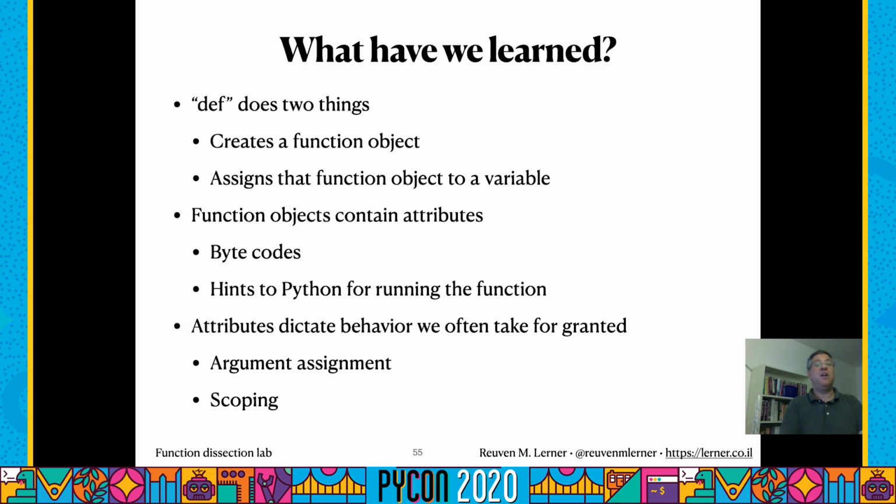Okay, what have we learned? First of all, we've seen that def does two things. It defines a function object, and it assigns the function object to a variable. Secondly, function objects contain attributes, and these attributes contain both the bytecodes that were compiled from our function, and the hints to Python for running that function. Finally, attributes dictate behavior we take for granted. We don't think much about arguments. We don't think much about scoping, but the fact is these are really important to our functions, and they're all controlled by these function objects and by these attributes.